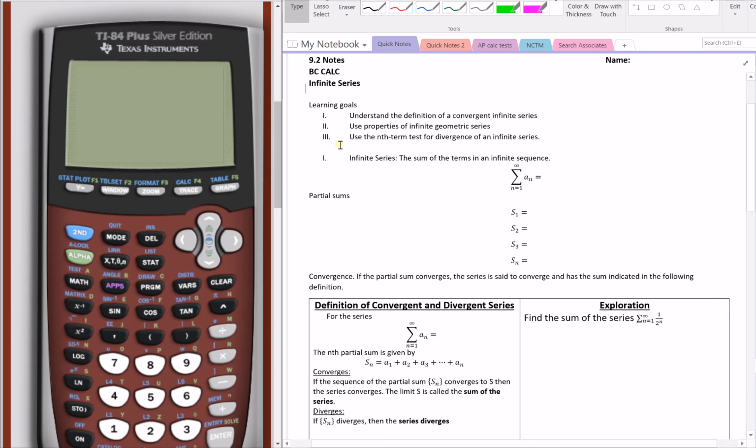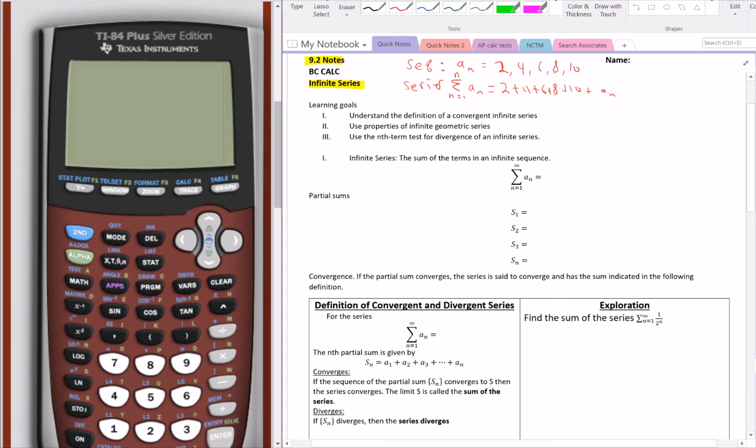In this section 9.2, we're learning about infinite series. Last class we learned about infinite sequences. The only difference between a sequence and a series is that a sequence is just listing a bunch of numbers, right? The sequence might be 2, 4, 6, 8, 10. It's just a list of numbers that are in order, whereas a series is the sum of those terms. So the series would be 2 plus 4 plus 6 plus 8 plus 10, plus whatever the nth term is once you get there.